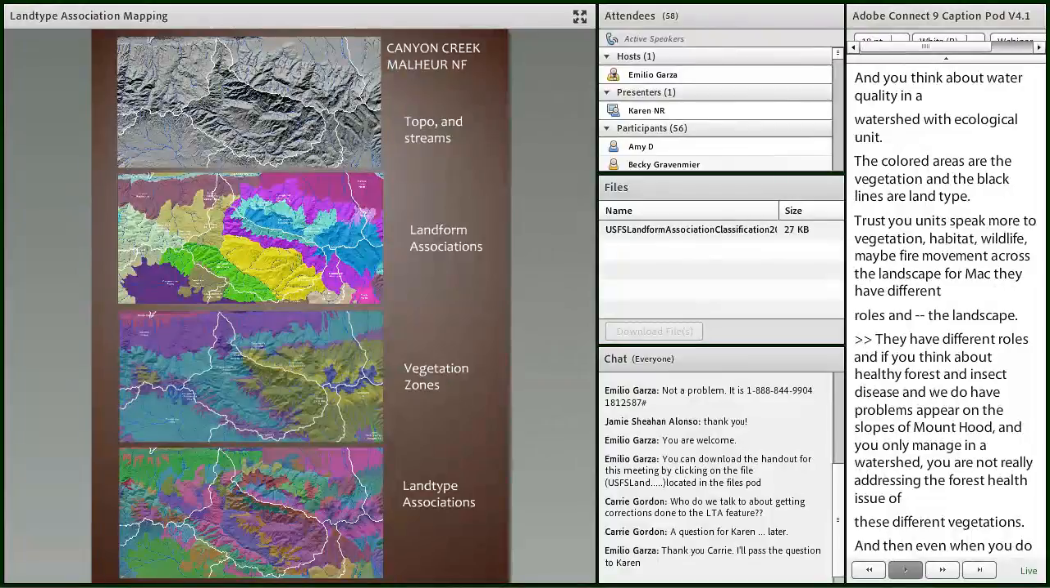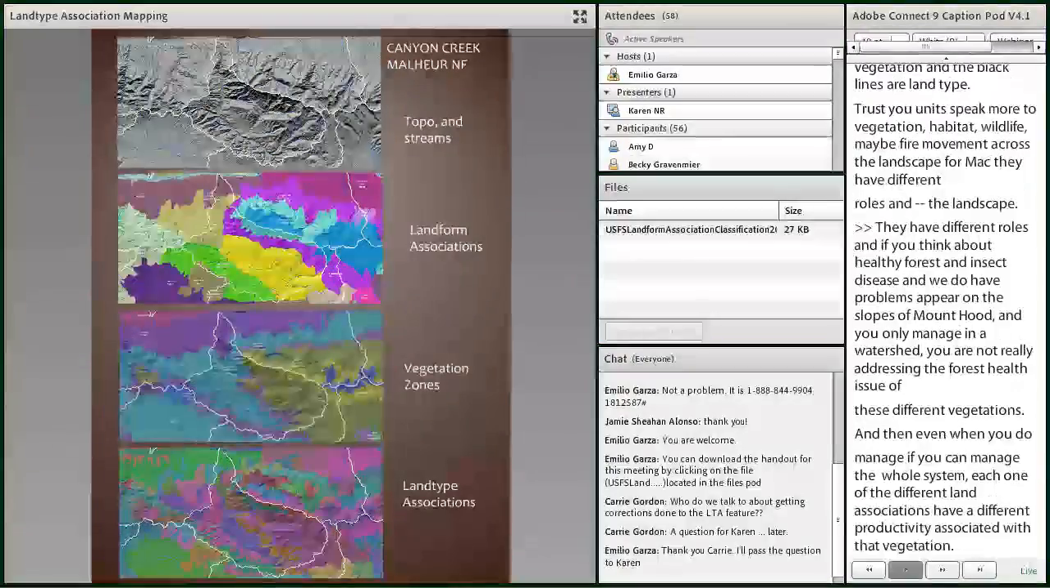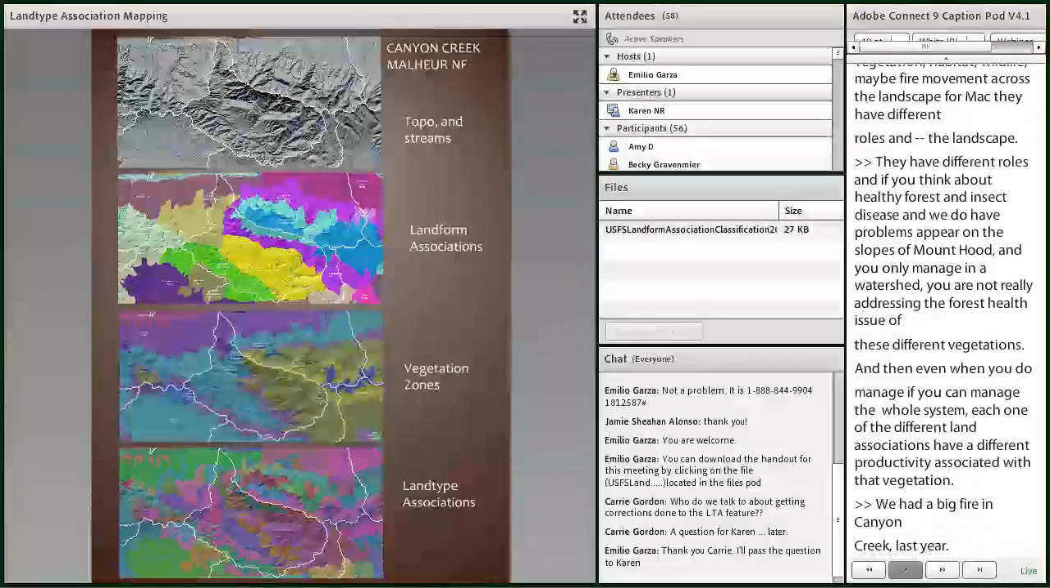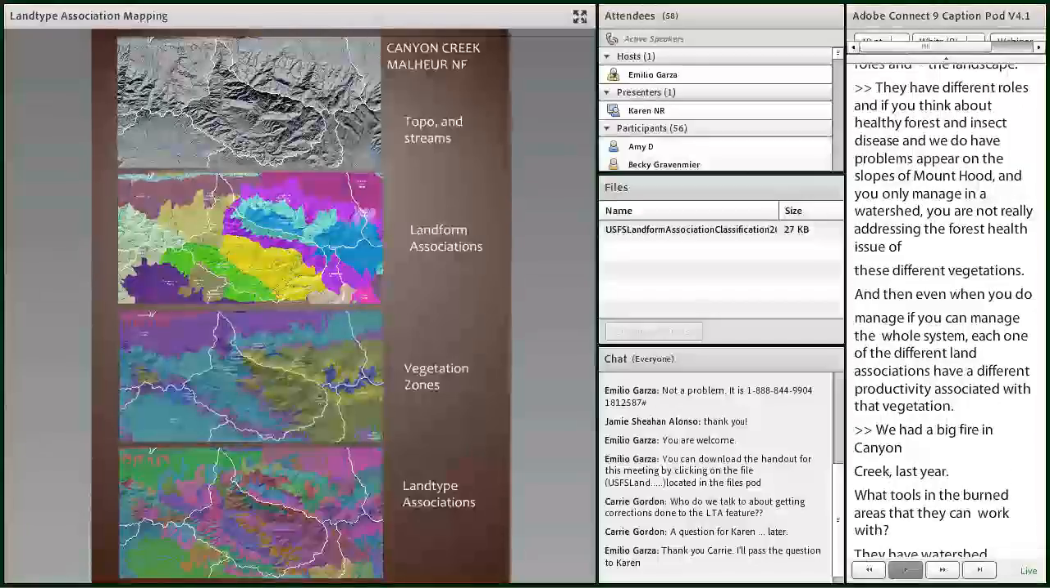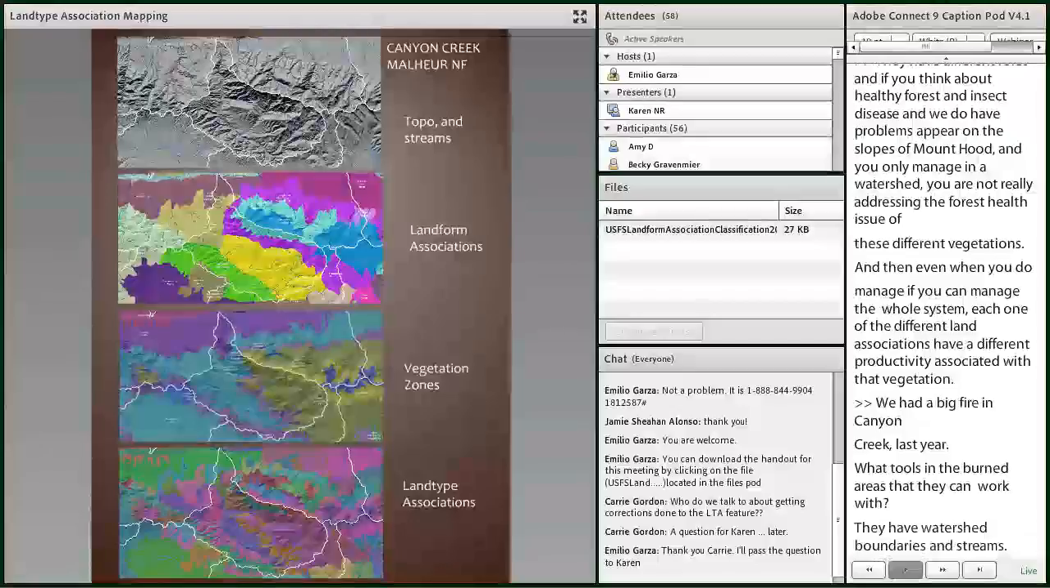So we had a big fire in Canyon Creek, you may remember, last year. And so what are the tools that our burned area emergency response teams, or firefighters for that matter, have that they can work with? They have hillshades, they have watershed boundaries, they have streams, they have topo maps, they have vegetation maps. But if you look at that system, Canyon Creek, in terms of the landform associations, you have really deep sediments here. These are the piedmonts coming off of the mountain slopes.